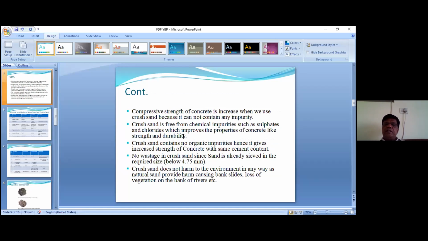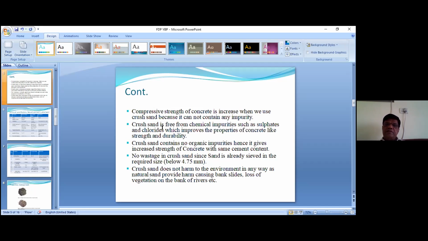Compressive strength of concrete is increased when we use crushed sand, because it doesn't contain any impurity. Second thing, the particle size: they are cubical in nature, and they also have a rough texture. So due to the rough texture of the particles, the flexural strength and compressive strength are marginally increased compared to natural sand.